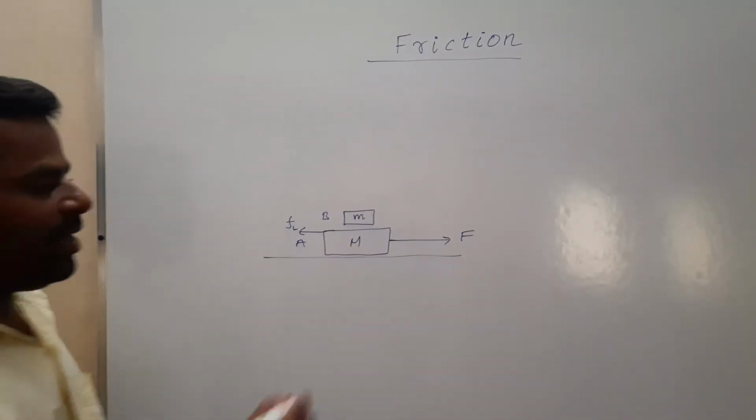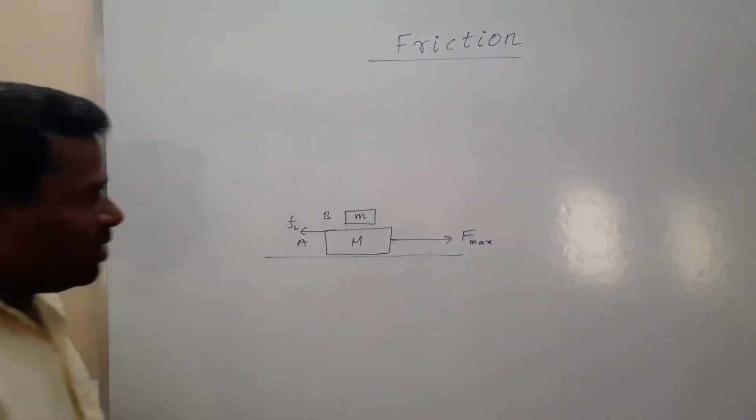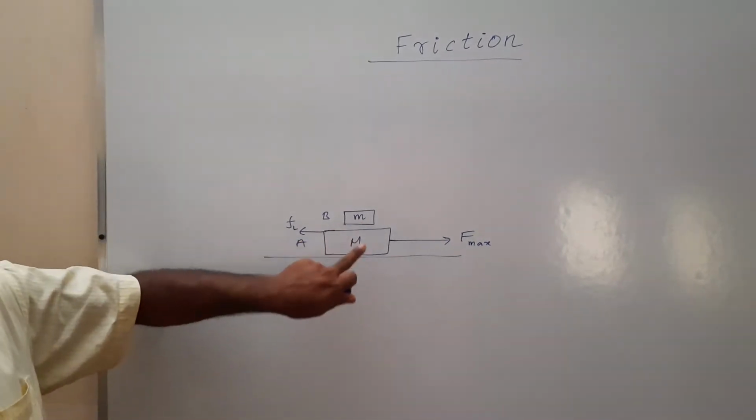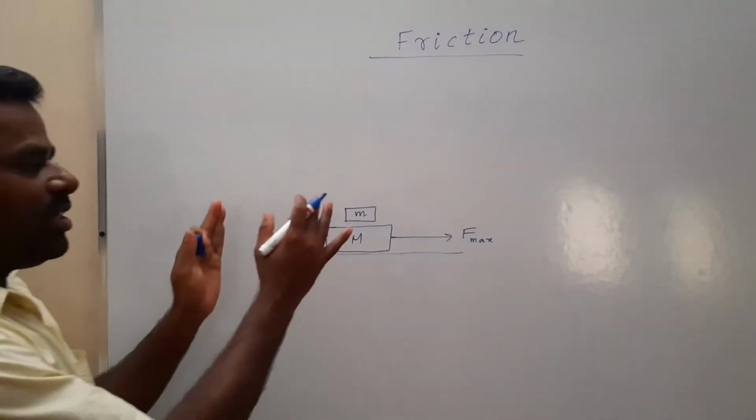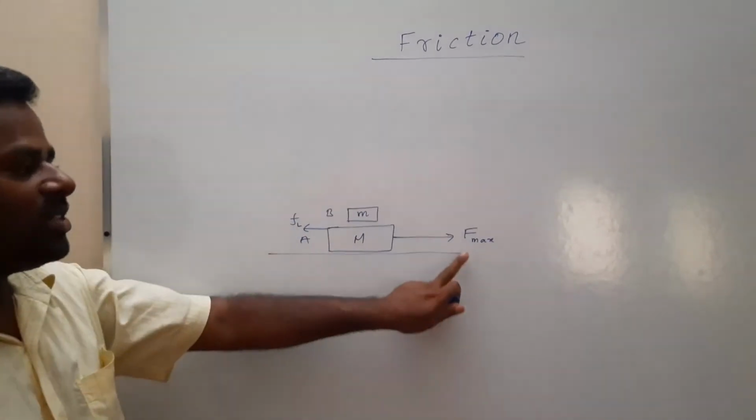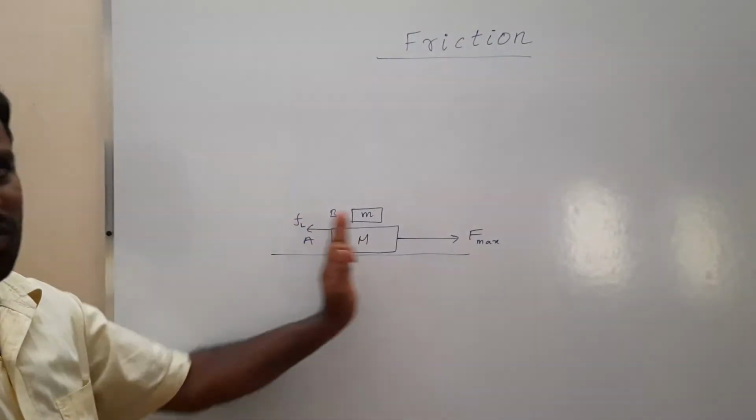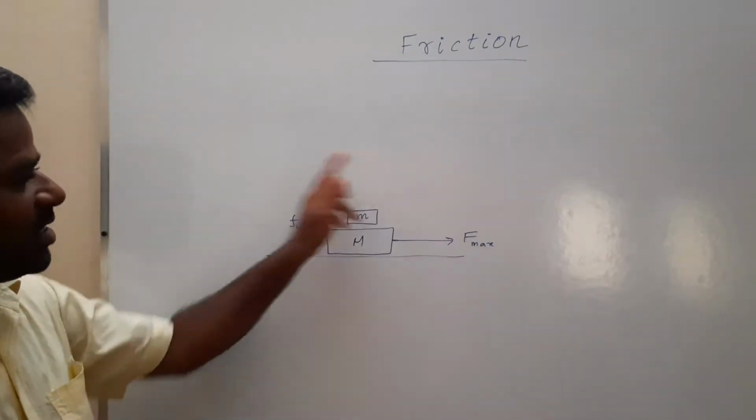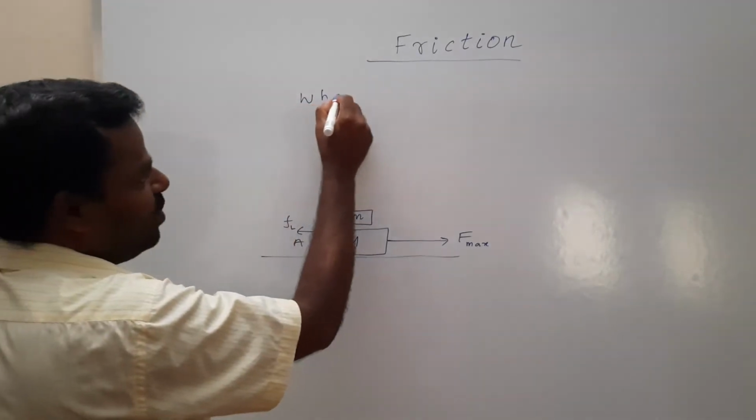Suppose we apply a force more than this maximum force, then there will be relative motion between B and A, so the system together will not move. If we want the system to move together, the force applied should be less than or equal to the maximum force. Now, what is the problem we are going to discuss?